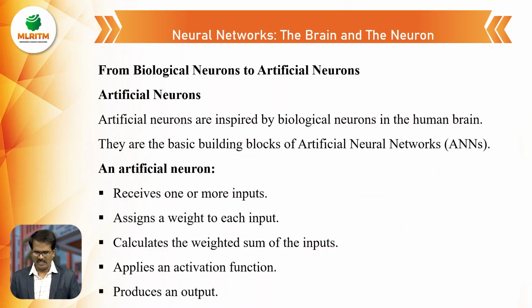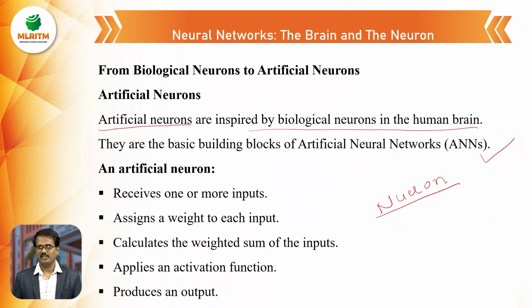From biological neuron to artificial neuron: how the biological neuron impacted the implementation of the artificial neuron. Artificial neurons are inspired by the biological neuron in the human brain. They are the basic building blocks of the artificial neural network. Neuron is very important; artificial neural networks are implemented by neurons only. An artificial neuron receives one or more inputs. Every input is assigned a weight. Calculate the weighted sum of the inputs, apply the activation function, and produce the output.